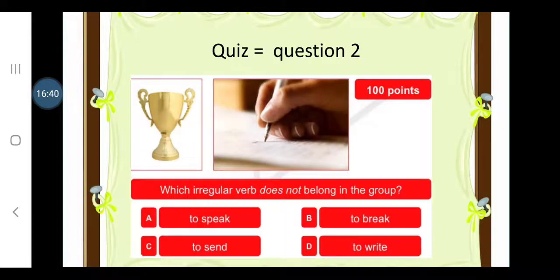All right. Quiz question number 2. Which irregular verb does not belong in the group? To speak, to break, to send, or to write. None.